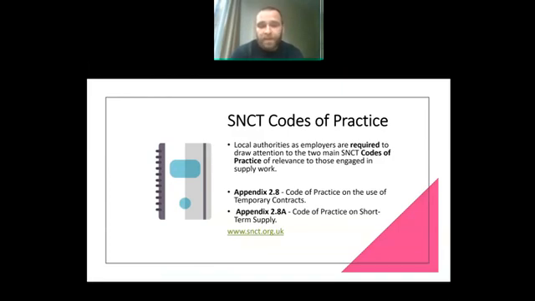Local authorities as employers are required to draw attention to the two main SNCT codes of practice of relevance to those engaged in supply work. These can be found in the SNCT handbook under Appendix 2.8, the Code of Practice on the use of temporary contracts, and Appendix 2.8a, the Code of Practice on Short-Term Supply. Knowledge of these two codes of practice could be really helpful for those engaged in supply work or fixed-term work to ensure that their engagement is carried out properly. These two codes of practice give people in those positions all the terms and conditions and information that they should need. And it is important to note that the terms and conditions for short-term supply are amended from those on fixed-term contracts or permanent contracts.